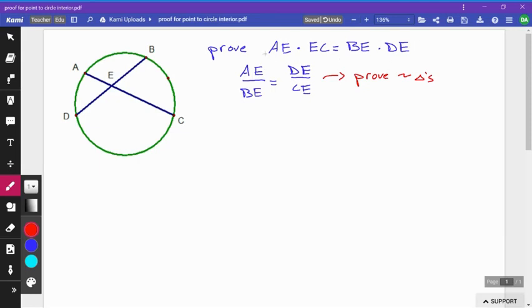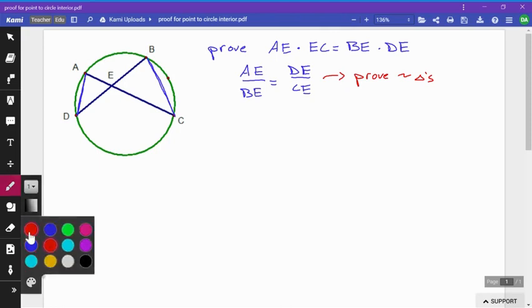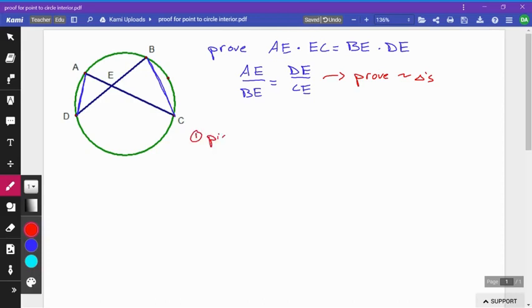So in order to do that, we're going to need some triangles. So what I want to do is add in some triangles, and then we will go through the actual proof. So here is the actual proof. So one, we are given the picture, and that is going to be given. And then what we did is we draw in AD and BC.